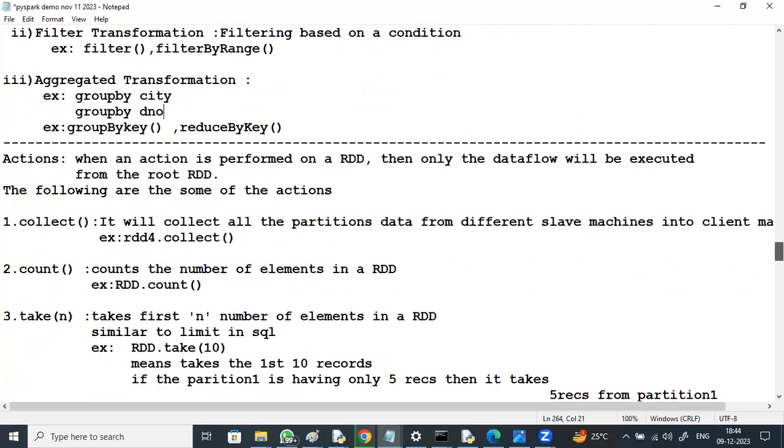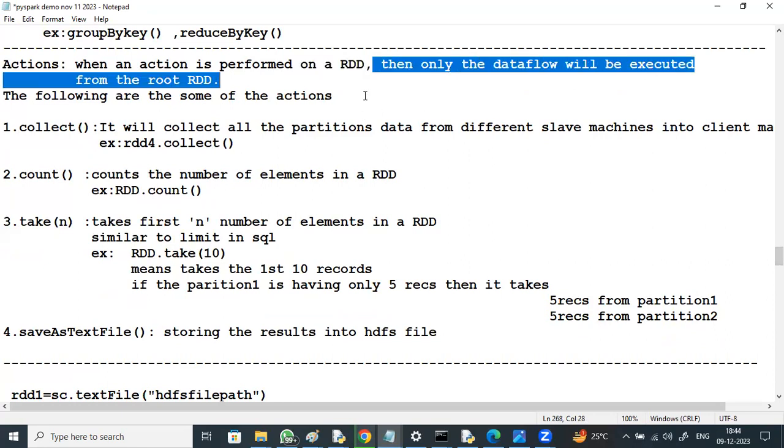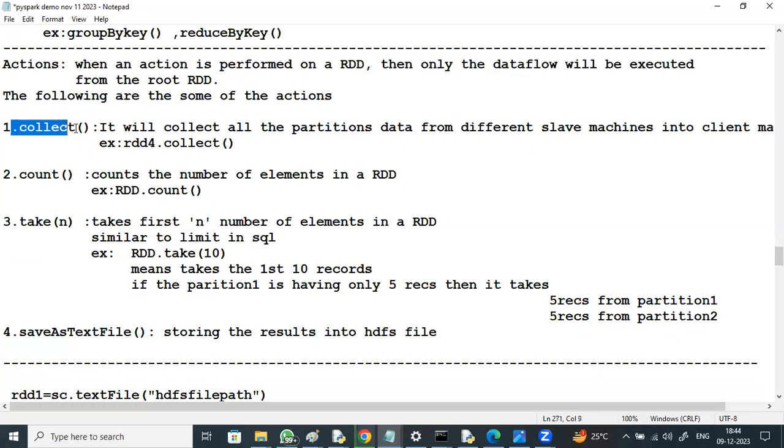Actions. When an action is performed on an RDD, only then will the data flow be executed from the root RDD. If you see a diagram of the data flow, the entire data flow will be executed only when we perform an action. The following are some of the actions: collect, count, take.